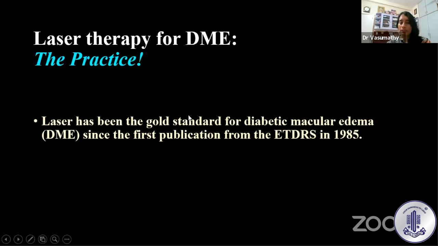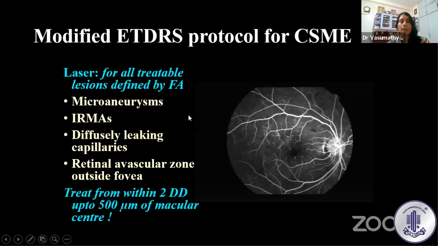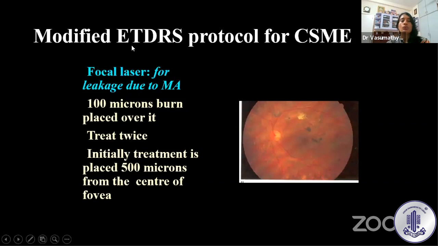And laser therapy for diabetic macular edema, I'll briefly touch on. It has been the gold standard since 1985 with a modified ETDRS protocol, which basically said to laser all the lesions seen on angiography. But that is no longer true. Nowadays we just do a focal laser alone. We place a gentle 100 micron burn over a microaneurysm once or twice till the microaneurysm either darkens or whitens.